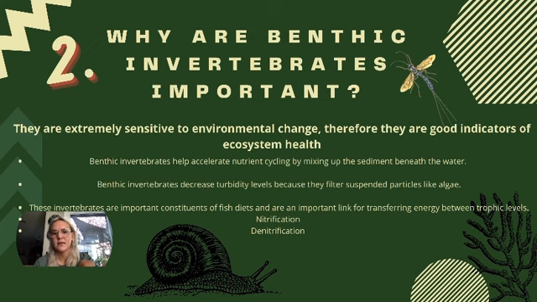The main answer here is that they're extremely sensitive to environmental change and therefore they're good indicators of ecosystem health. They can help us detect if there's been a major change in a body of water. Along with that, benthic invertebrates help accelerate nutrient cycling by mixing up the sediment beneath the water when they burrow. Benthic invertebrates decrease turbidity levels because they filter suspended particles like algae. They're also very important parts of fish diets and they're an important link for transferring energy between trophic levels. And lastly, they help contribute to nitrification, so the oxidization of ammonia to nitrite and then nitrite to nitrate. And then denitrification is just the exact same process backwards.